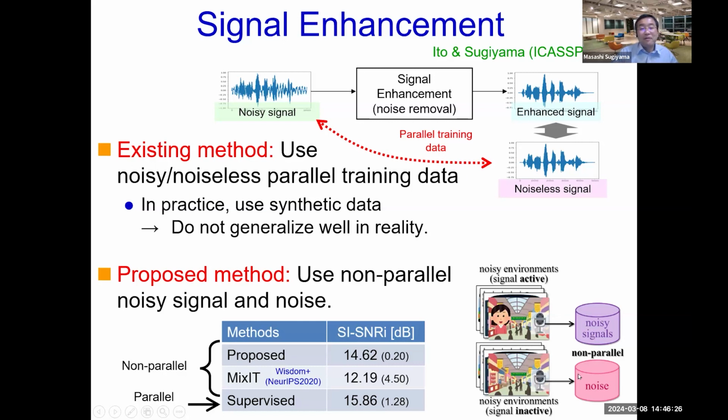And we can perform signal enhancement or denoising. Compared with some existing methods, our method actually works much better than such non-parallel methods. And compared with the parallel data method, which is supervised, it is actually close in performance. So this means that this PU classification-based approach is quite promising, even though it's a simple application of PU classification to signal enhancement.